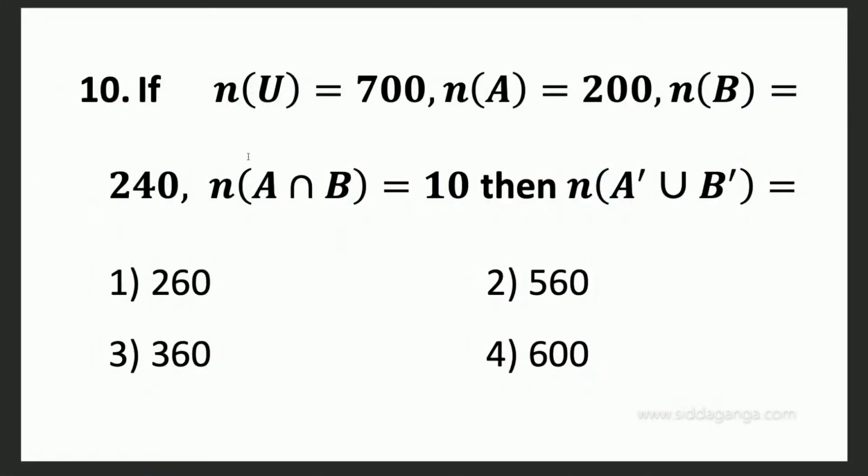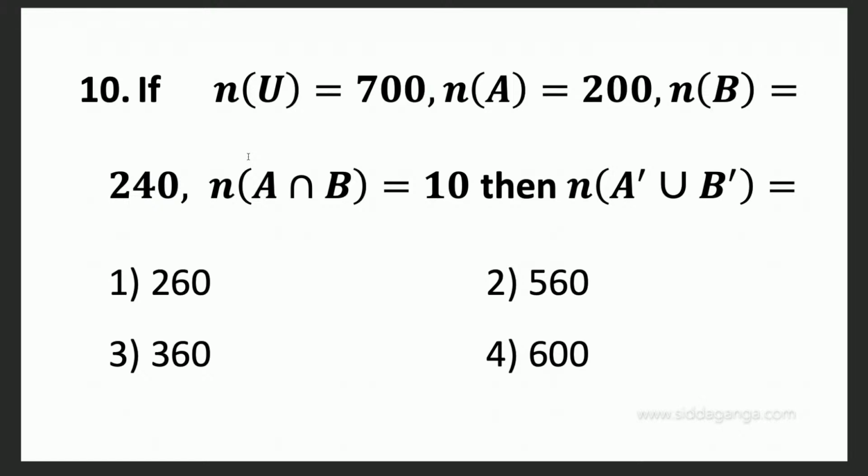N of U, so this is an analytical problem. N of U is given 700. N of A is 200. N of B is 240. N of A intersection B is 10. What do you ask?